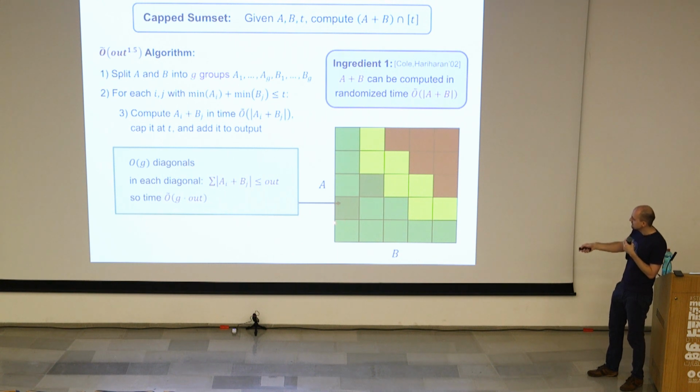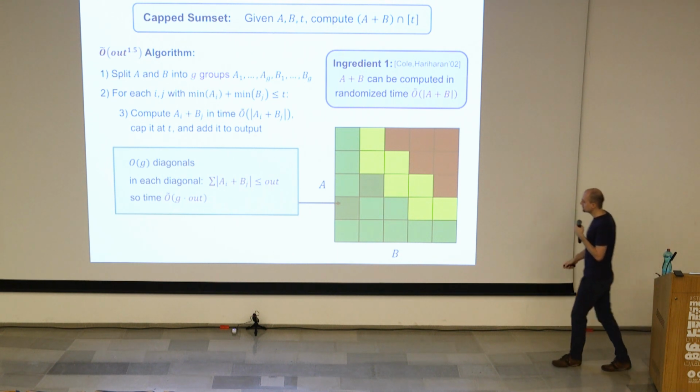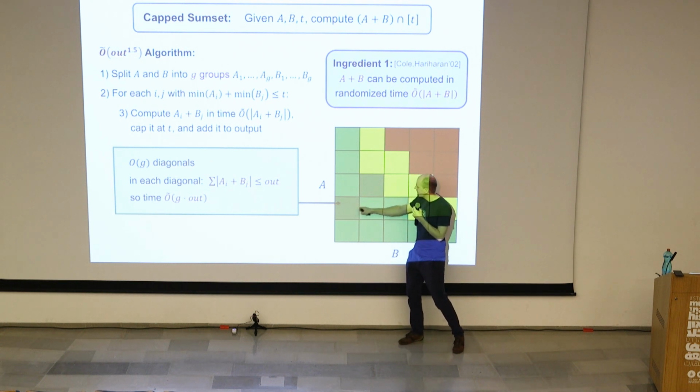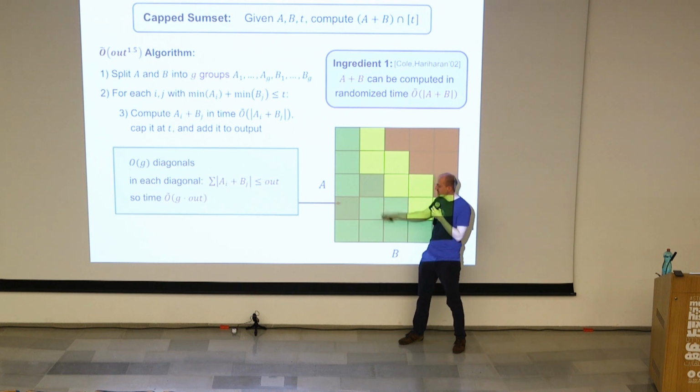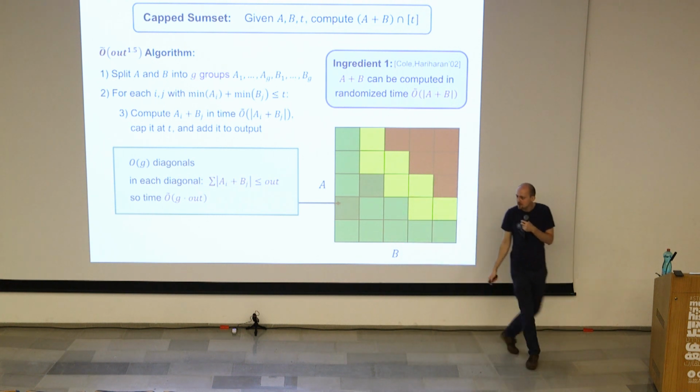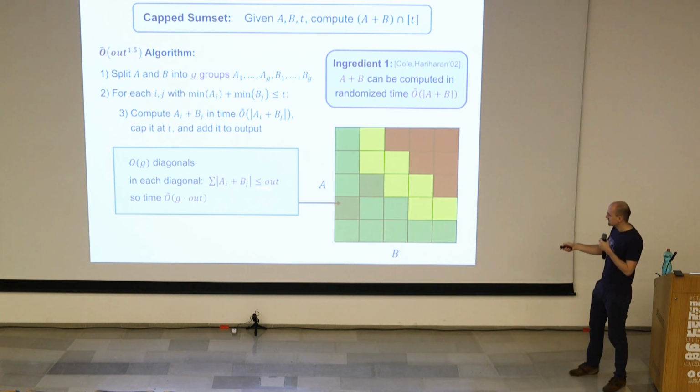This is one diagonal here. And within a diagonal, because A and B are sorted, all the sums in here are less than all the sums in here. So they form disjoint parts of the output. So the total sum set size along the diagonal is at most the output size, right? That's what I'm using here.